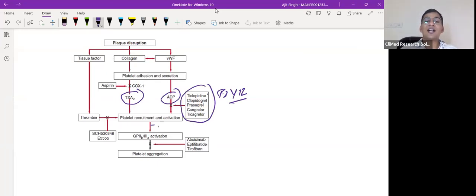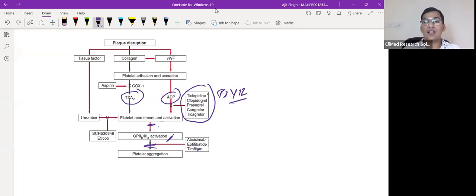When the platelets are aggregated and collagen is coming to activate the platelets, then GP2b and 3a play the major role in acute cases. These also stop the platelet aggregation, and those drugs are abciximab, eptifibatide and tirofiban.